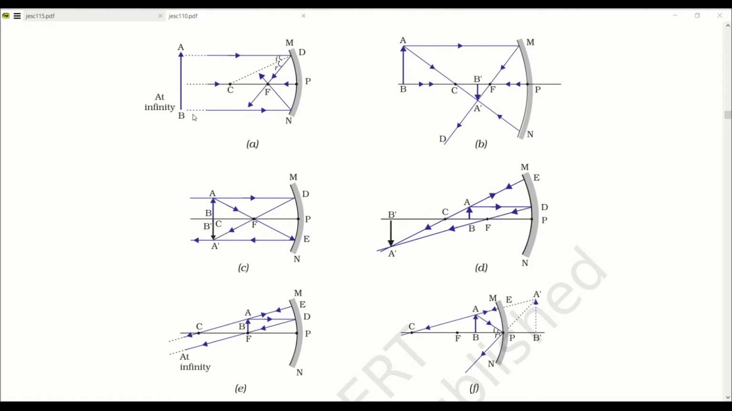In the same way, when a ray incident from B converges after reflecting at F, then if the object is beyond the center of curvature, the image will be formed between C and F. The image will be formed between the center of curvature and the focus. It will be inverted and real, and it will be of smaller size than the object.